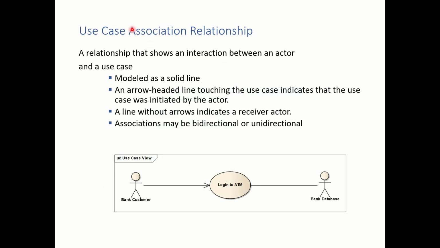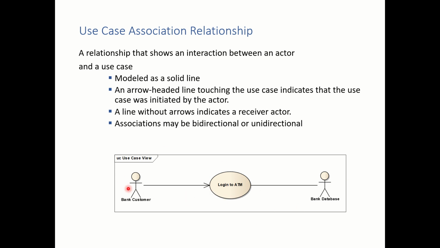So, use case association relationship. There are many types of relationships basically, but mainly the relationship which we commonly use is the association relationship, right? So association relationship is like how each actor, say you have two different actors, just imagine that you have a bank customer as an actor and bank database as another actor. So what is the kind of interaction between them? There is a relationship between these two actors, and there exists an interaction between both of them with the help of a use case. So that is called an association.